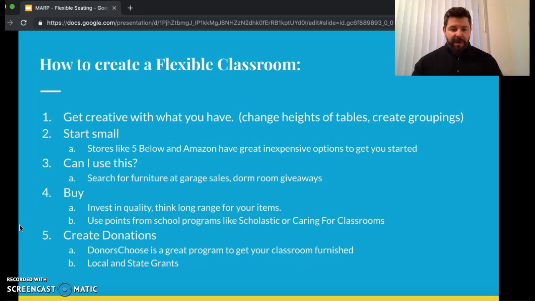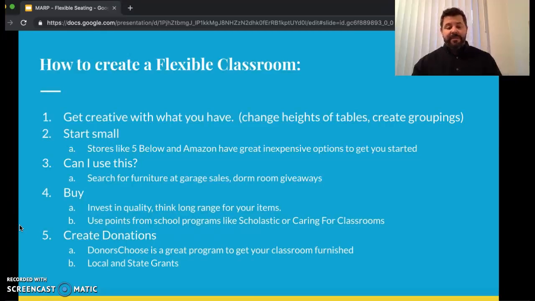So start small. There are opportunities out there. Stores like Five Below, 99-cent store, and all of this. And continue to ask yourself a question, whether it's like, dorm room at the end of the university year, all those students are throwing away good furniture. So ask yourself, can I use this? Look at garage sales. And like I said previously, invest in quality. Plan on using this for years.